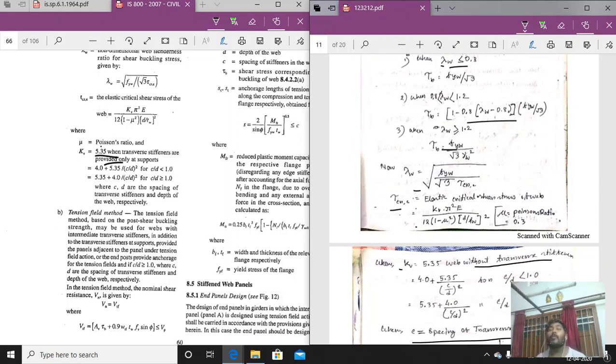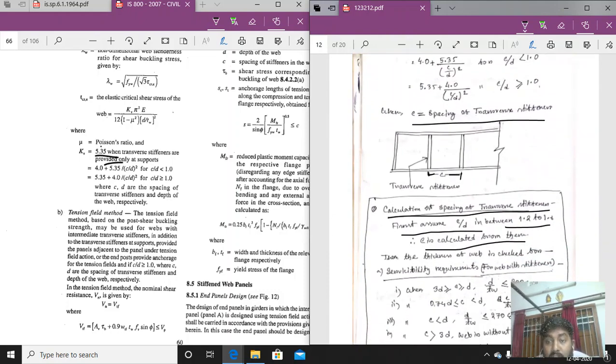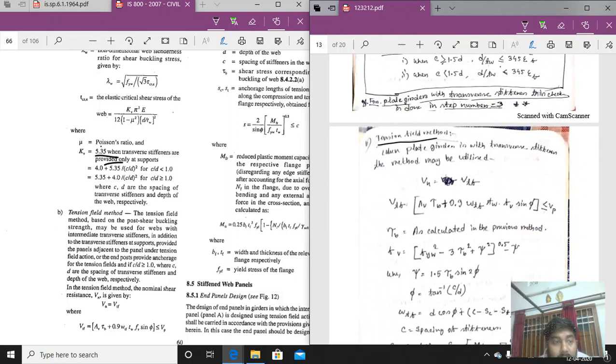Coming to the second formula, that is the tension field method. That is, the tension field method is adopted. Here it is said that it may be used for webs with intermediate stiffeners. That means this method can only be used if the web is with intermediate transverse stiffeners. In our problems we will always try, as I have mentioned at a later stage also, to calculate the shear capacity by the simple post-critical method. Always try to do that. But if it is specified in the problem that we have to use the tension field method, then we have to use the tension field method.